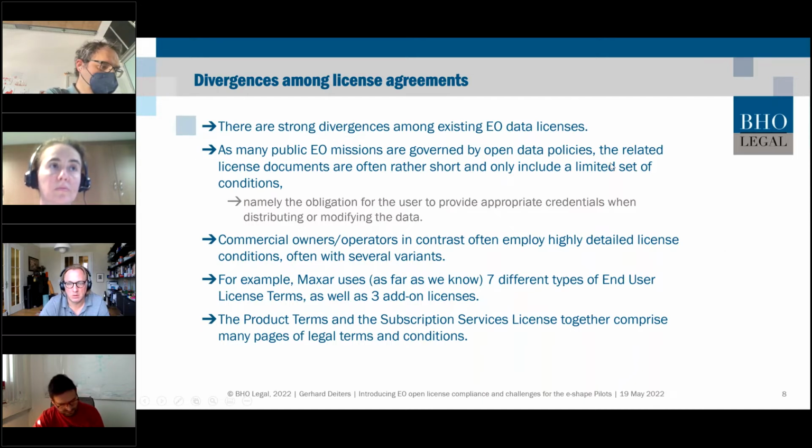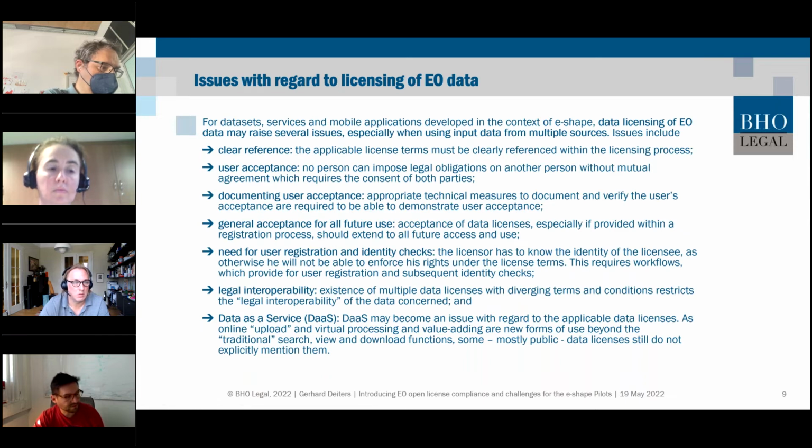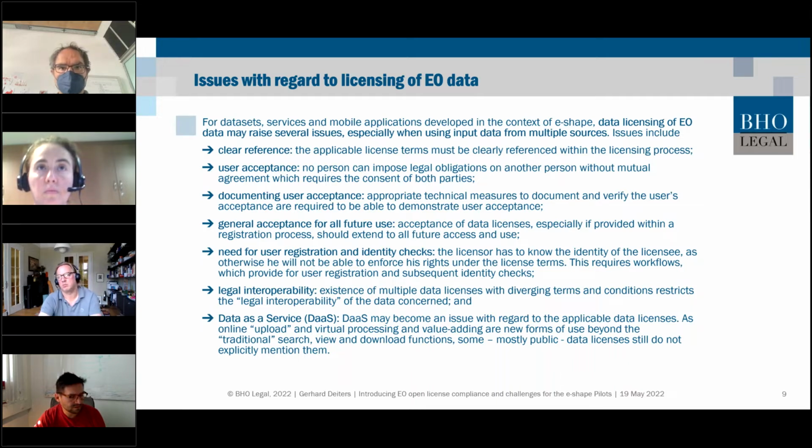What we are missing in the existing licenses is a clear reference. Applicable license terms are not clearly referenced within the licensing process. We see that there is no streamlined way for how users accept a license, how the user acceptance is documented, and so on. So there is no harmonization at the moment.